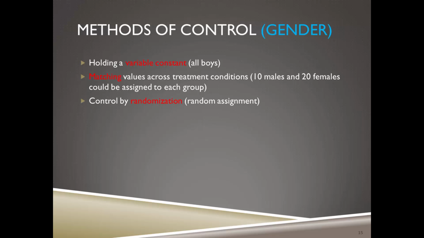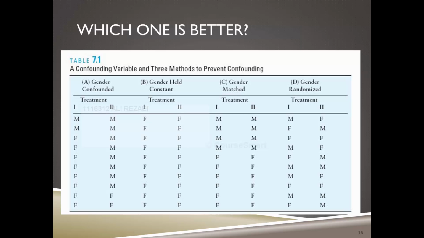And finally, it's randomization, that we have like 100 people and we randomly divide them or assign them into control group and experimental group. This picture shows what I just said, that for example here we have gender hold constant. As you see, all the participants are female. This is matched. For each male we have male here, for each female we have a female here, but as you see, still the number of female in both groups is higher than the number of male.